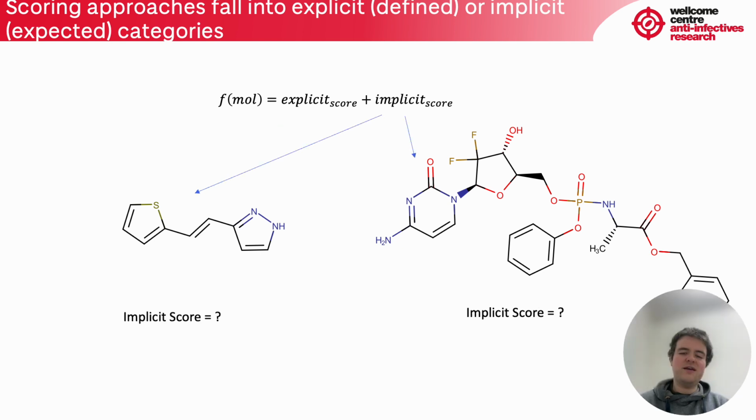However, if we start to think about the implicit score, which one would you prefer to make? Would you prefer to make the left-hand side in terms of synthetic tractability, in terms of ligand efficiency, in terms of what chemistry you may know? Or would you prefer the right-hand side? Would you prefer the prodrug? Would you prefer something that might be a little bit harder to make, but may satisfy more of your solubility issues? Maybe it satisfies more of the DMPK properties that you want from your molecule. Again, this is where we start to think about explicitly versus implicitly defined scoring objectives.